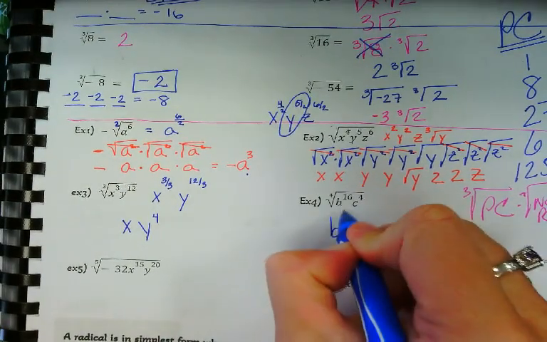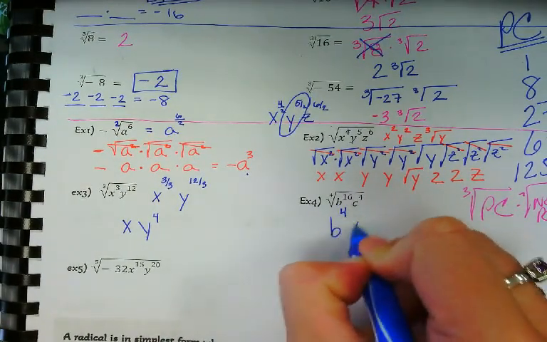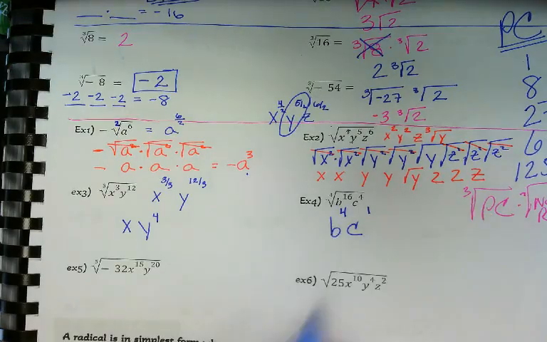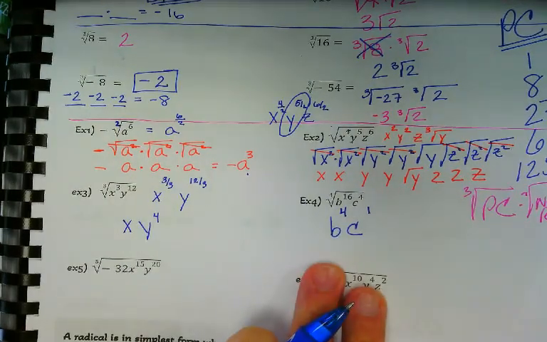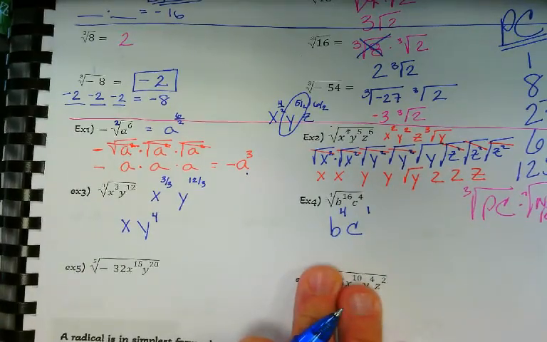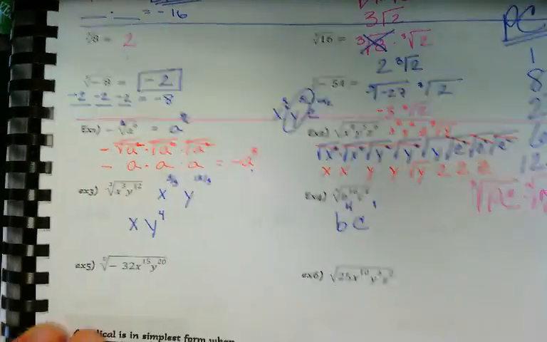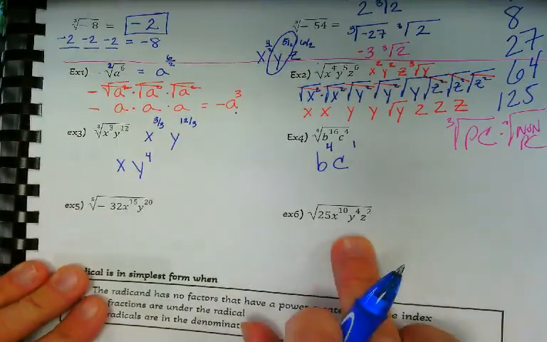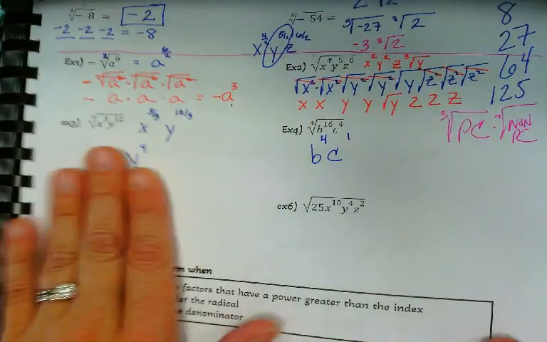B to the what power? 4th, and C to the 1st. Does that work for everyone? Have I lost anyone? No, you don't have to write the 1. All right. I'm going to skip 5 for a second and jump to 6 just because it's a square root versus a 5th root.